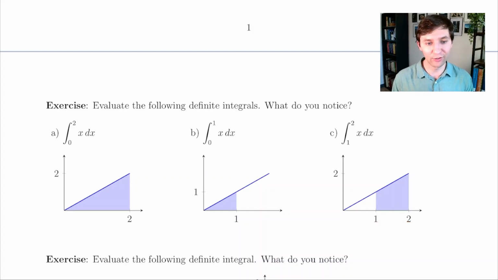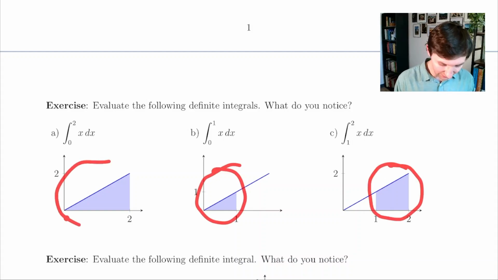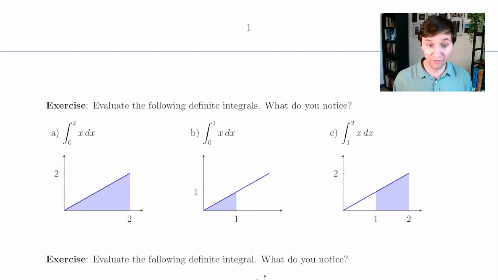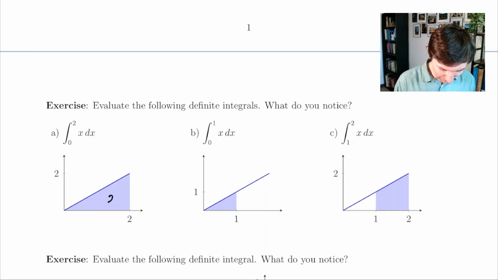Without even looking at the answers, I can tell that if I take this region and I add it to this region, I will obtain this region. We can verify this. The area here is 2 times 2 times 1/2, which is 2. The first definite integral gives us the value of 2.